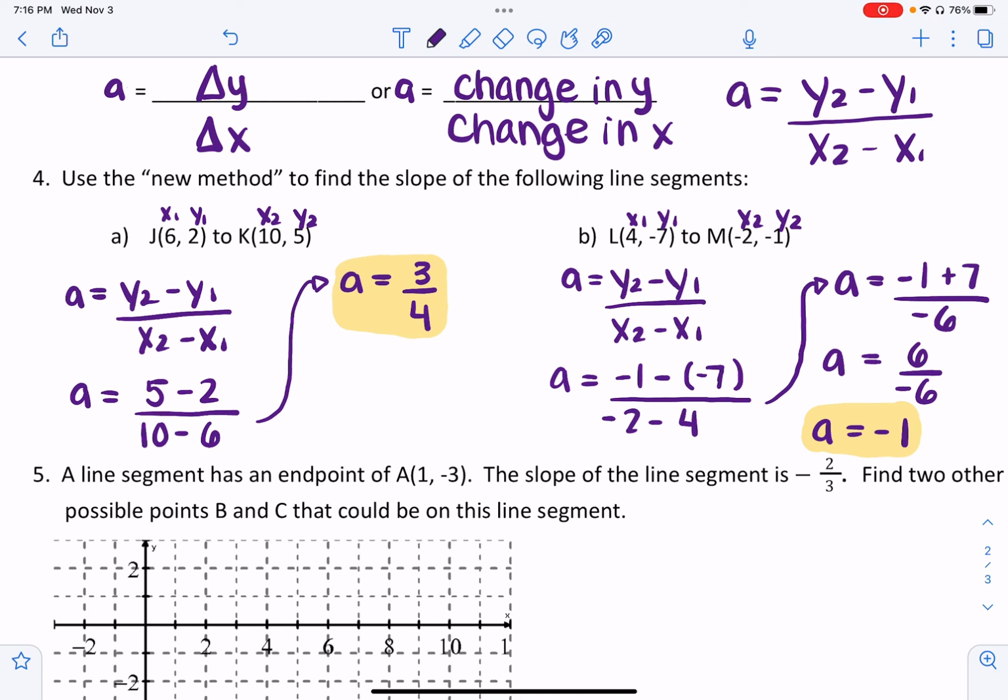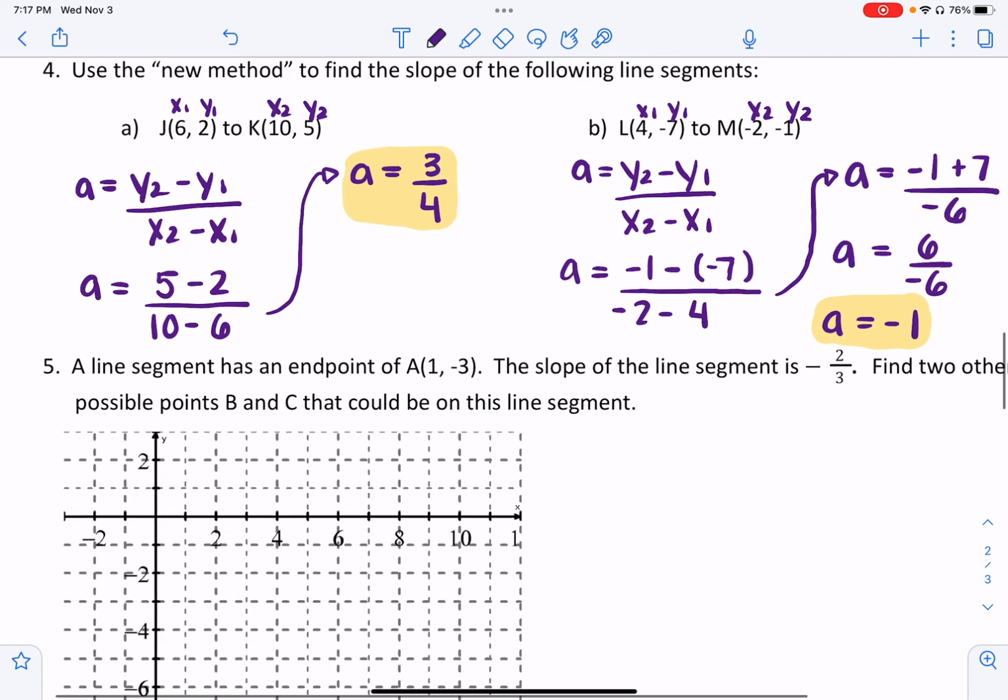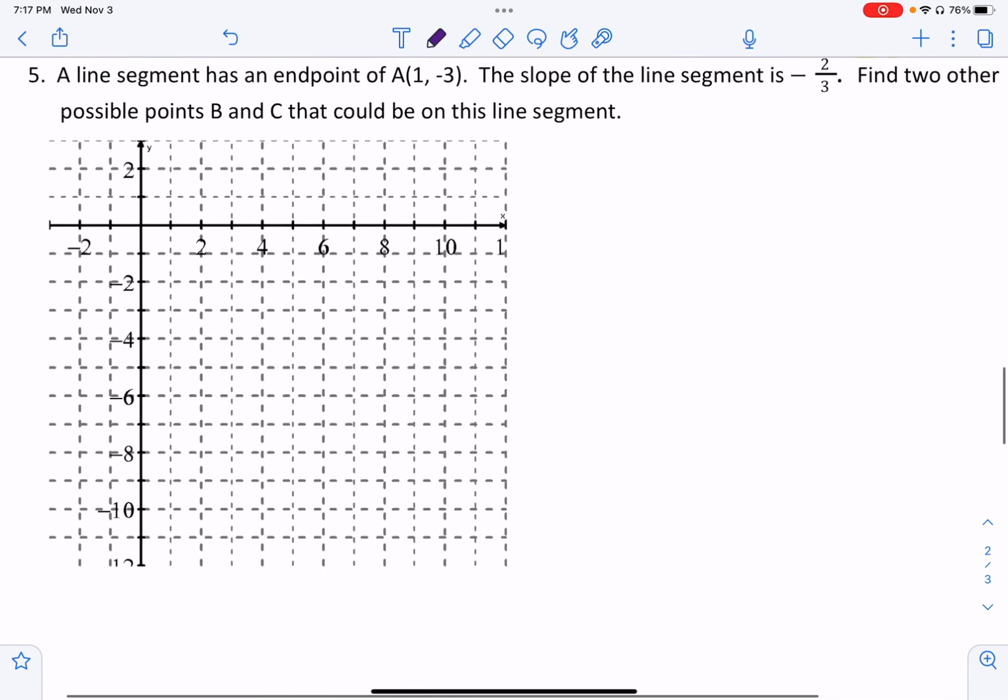Just make sure you label those points. Makes a huge, huge difference and just reduces your chances of error. So let's try one more example. So a line segment has an endpoint of A, which is at 1, -3. And the slope of the line segment is -2/3. And we want to find two other possible points, B and C, that could also be on this line segment.